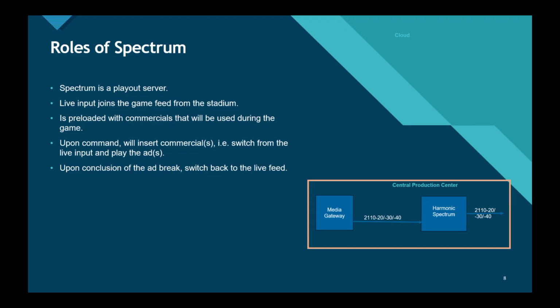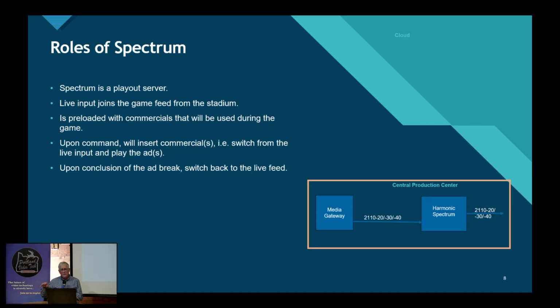So the live input joins the game feed from the stadium, and then the control system, the automation system, will insert commercials. In other words, switch from a live input and play an ad, or more than one ad, and then after the ad break is done, it will switch back to the live feed.